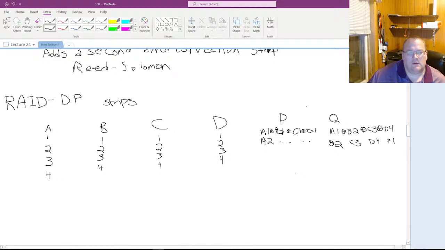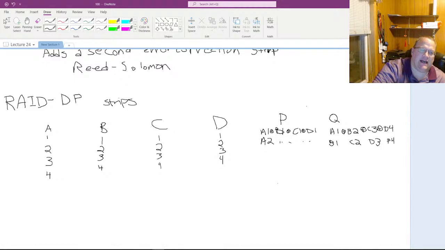No. I got the numbers wrong. Yeah, I'm getting the numbers wrong. B1, C2, D3, P4. So it goes diagonally down like this. When it gets to the end, then it goes up to the top. And then it'll do the same thing here, A, but then it switches over to C here, and it does another diagonal run. So you get the idea here. What it's doing is it's creating these diagonals.